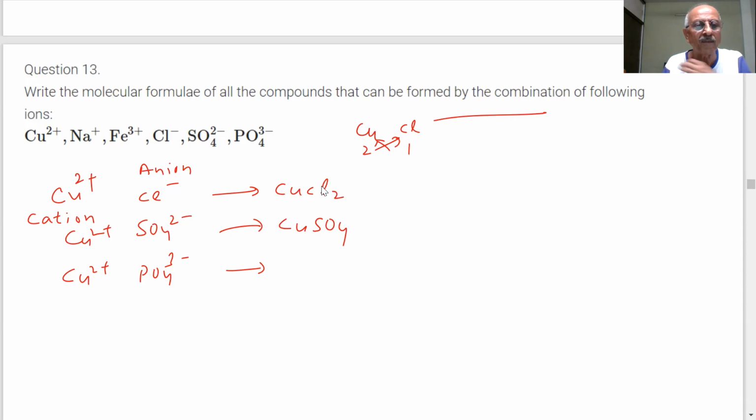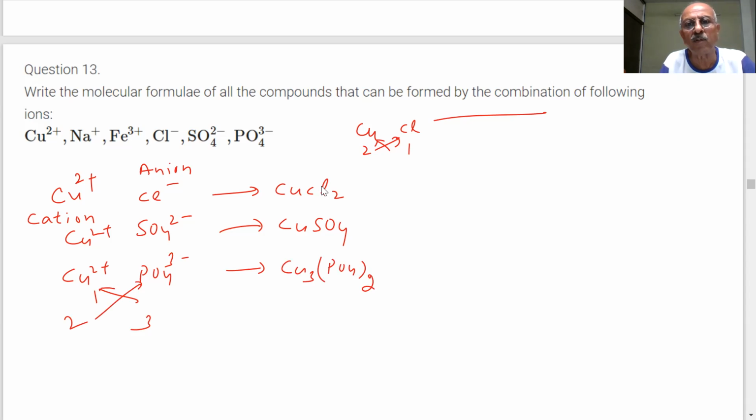What happens here? This is 2, this is 3. Then what happens, student? What will be the formula? Cu3(PO4)2. Like this, write all the formulas.